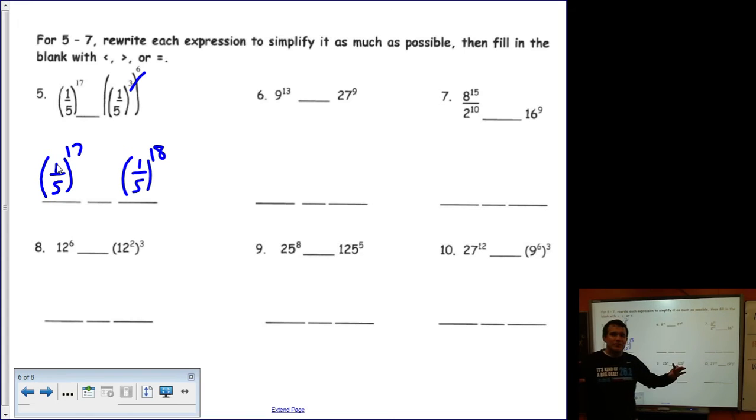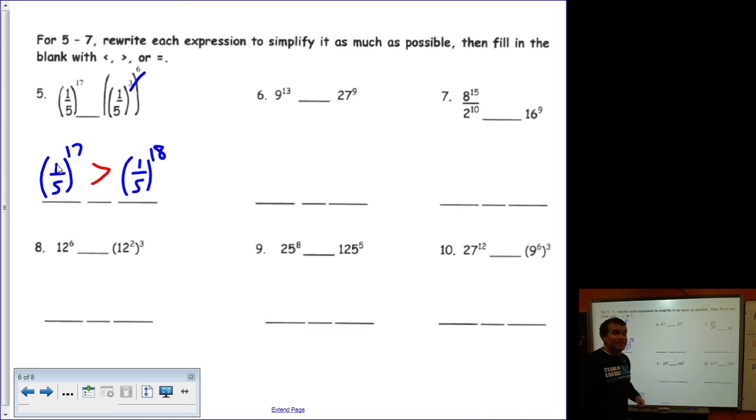Well, you need to remember that when you multiply fractions together, every time you multiply by a fraction, it gets smaller and smaller and smaller. The more times you multiply by a fraction, the smaller it gets. So actually, 1/5 to the 17th is bigger than 1/5 to the 18th because it has been multiplied less times.